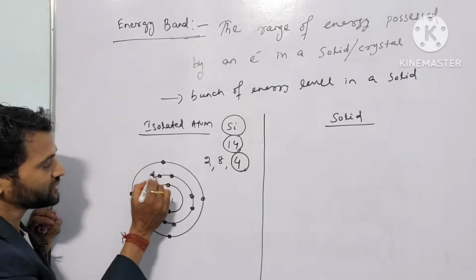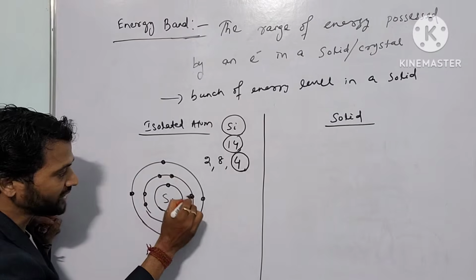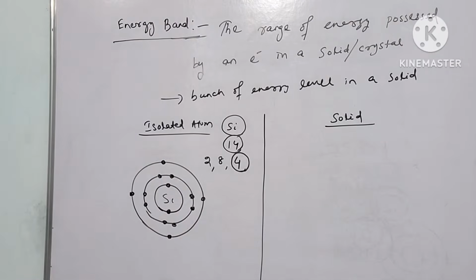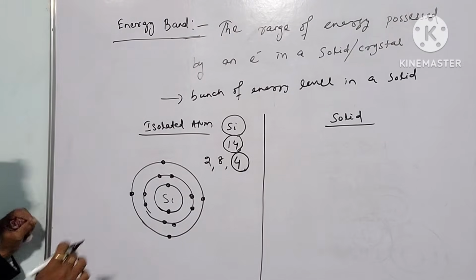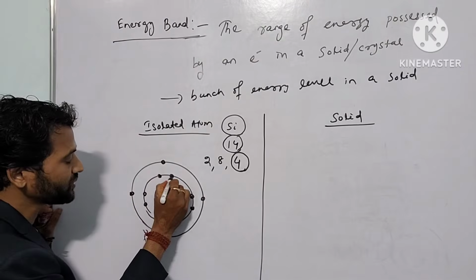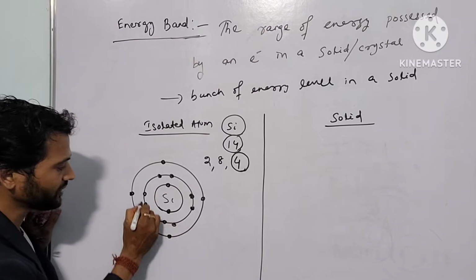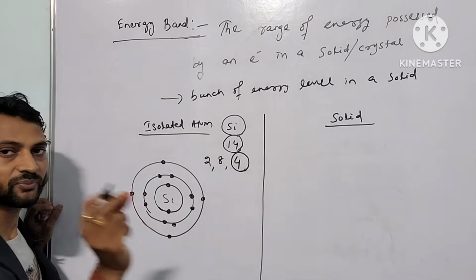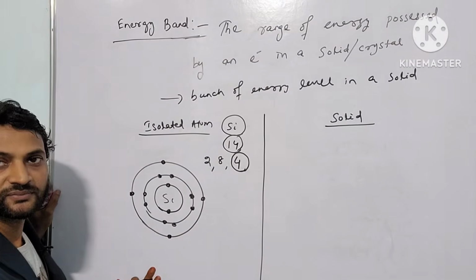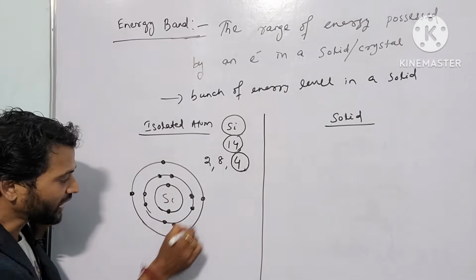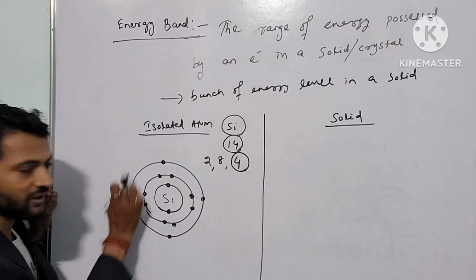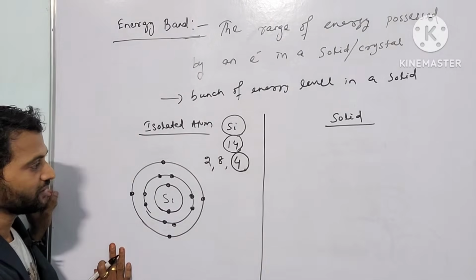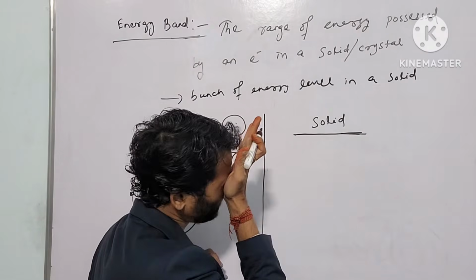Is it clear? Similarly, in the second orbit also, there are 8 electrons, so all electrons will have the same amount of energy. That means we'll be getting one energy level in one particular orbit. Is it clear? In case of a solid, what happens?